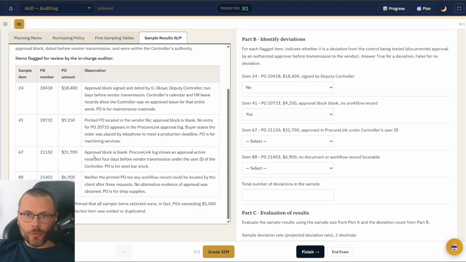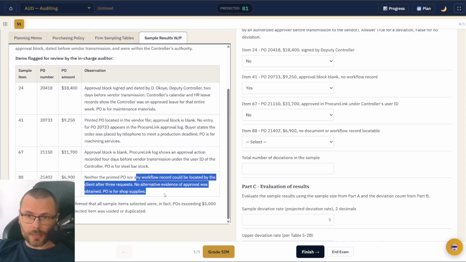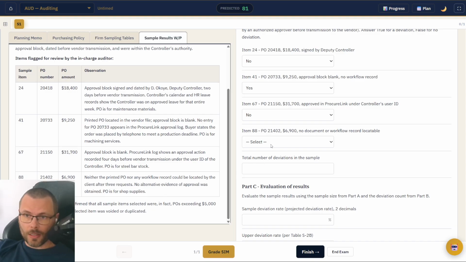Number 67, approval block is blank. Procure Link shows an approval action recorded 4 days before the transmission under the user ID. Okay, so 4 days before, it didn't happen after. This one is good. It's got the Procure Link log. This is a no, not a deviation. And the last one, 88: neither the printed PO nor any workflow could be located by the client after 3 requests. No alternative evidence of the approval was obtained. That's a yes. That's a deviation. There's no approval anywhere, and it's above 5,000.